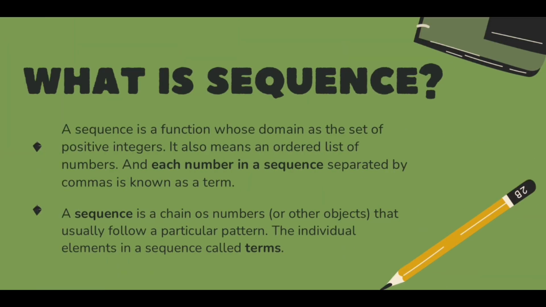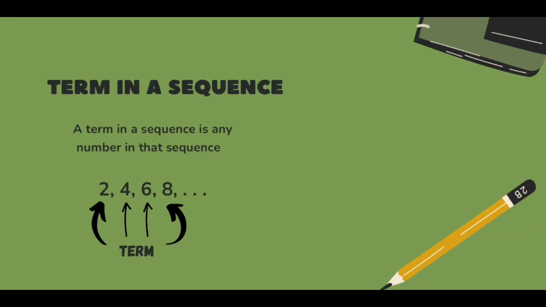What is a sequence? A sequence is a function whose domain is a set of positive integers. It also means an ordered list of numbers, and each number in a sequence separated by commas is known as a term. A sequence is a chain of numbers or other objects that usually follow a particular pattern. The individual elements in a sequence are called terms. A term in a sequence is any number in that sequence. 2, 4, 6, and 8 are called terms.